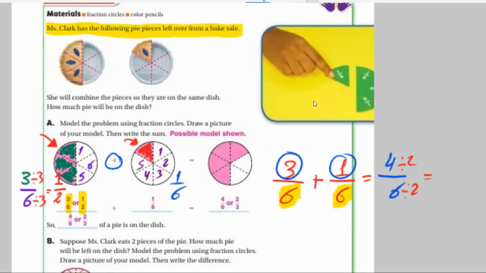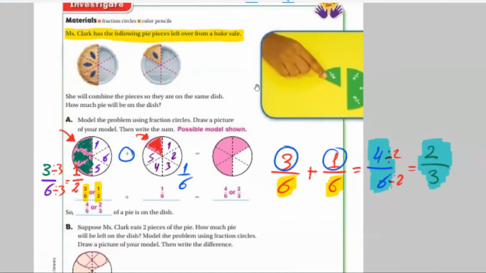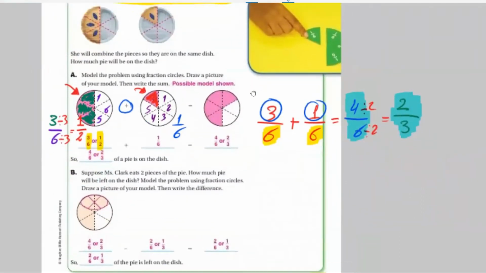So 4 divided by 2 equals 2, and 6 divided by 2 equals 3. So the answer will be 4 over 6 or 2 over 3. Both of them are correct. Okay, write this please. You have 1 minute to complete it to move to the next one.